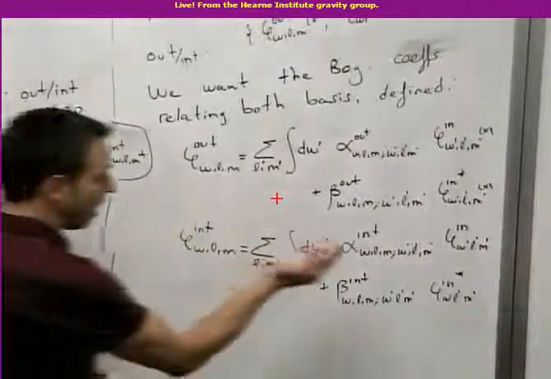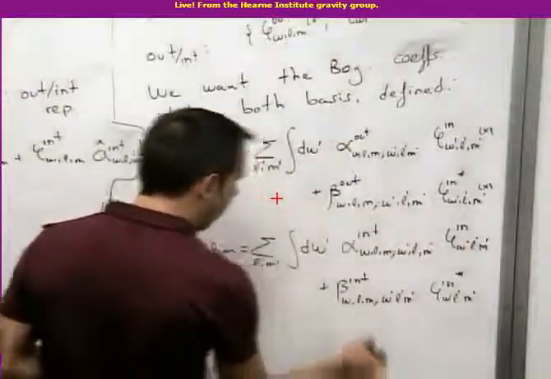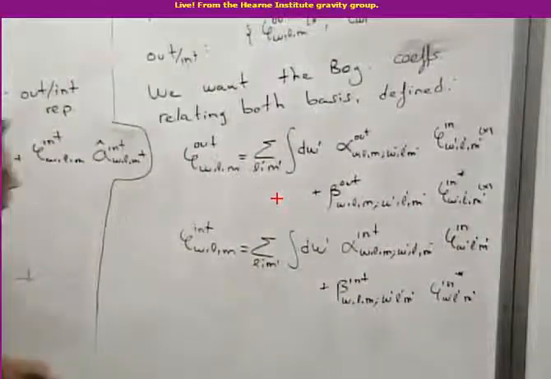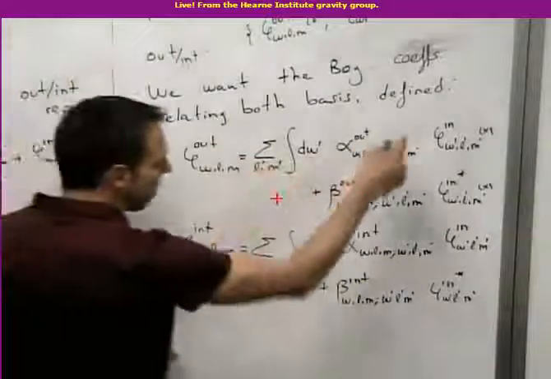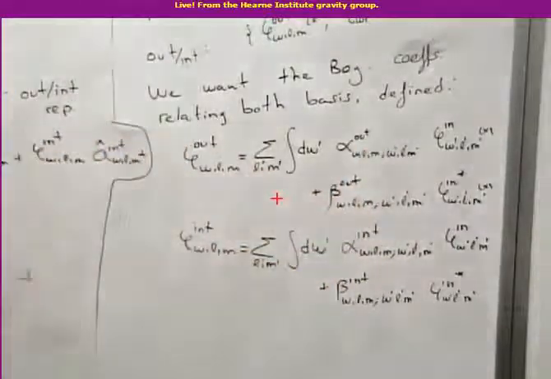So this is what defines alpha and beta, and we can obtain them just using the orthogonality of the basis. If I multiply phi out by the in basis, I can take out alpha and beta.